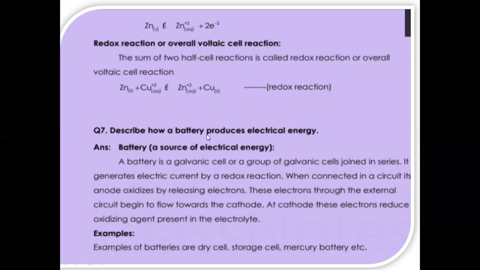Question number 7, describe how a battery produces electrical energy. A battery is a galvanic cell or a group of galvanic cells joined in series. It generates electric current by a redox reaction. When connected in a circuit, its anode oxidizes by releasing electrons. These electrons begin to flow through the external circuit towards the cathode. At the cathode, these electrons reduce the oxidizing agent present in the electrolyte. Examples of batteries are the dry cell, storage cell, and mercury battery.